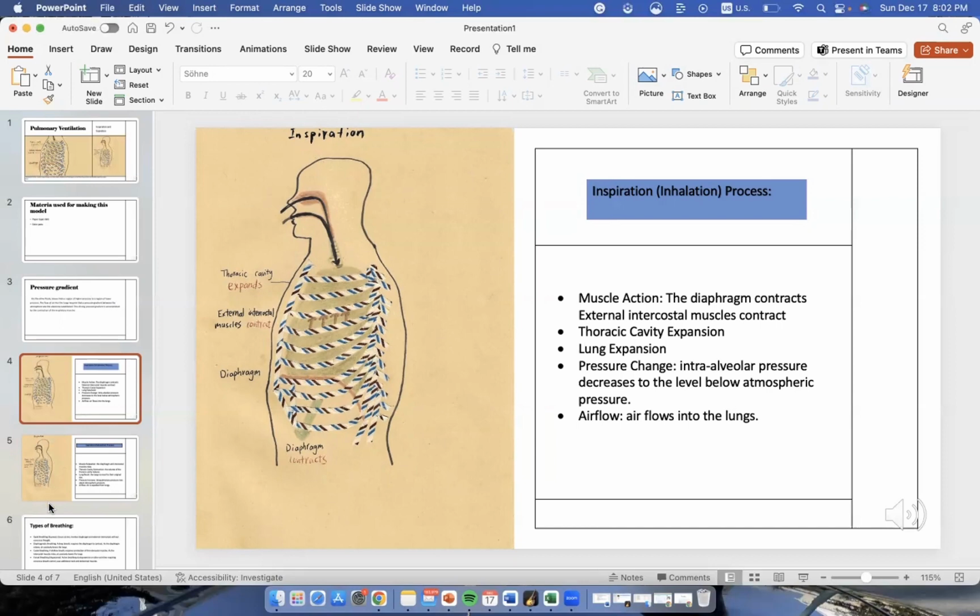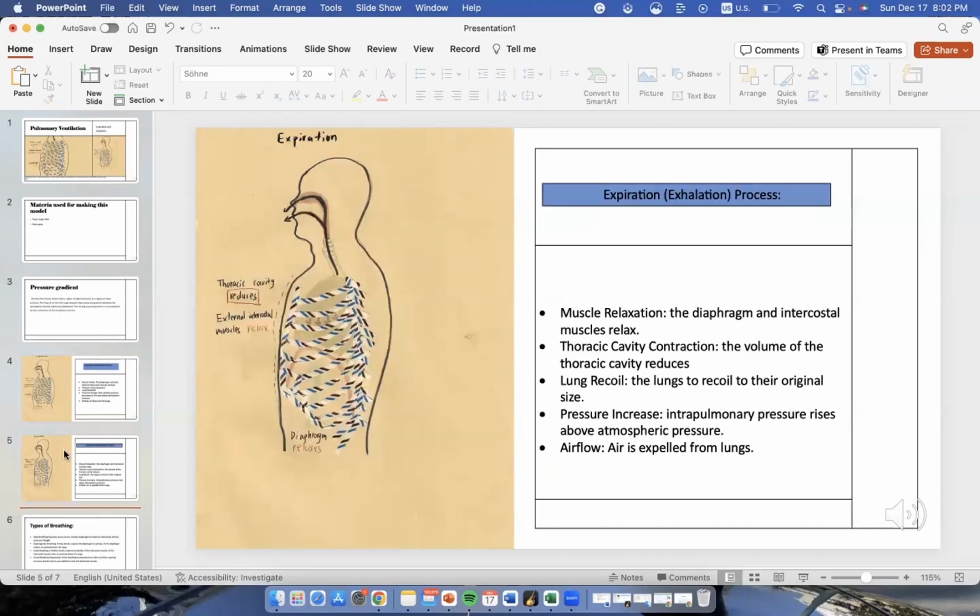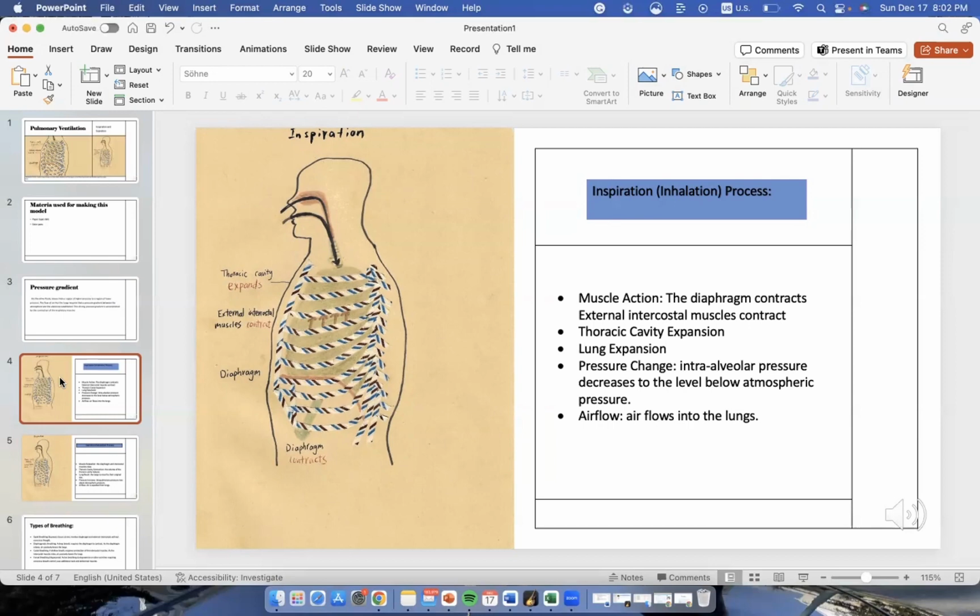Question, how long did you spend making these models? I spent almost 1 hour on the models, and in addition to that, in the process of choosing which topic and which material, I used another 1 hour before doing these two models.